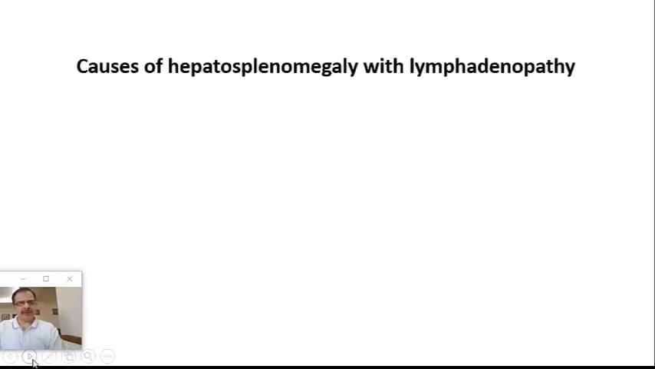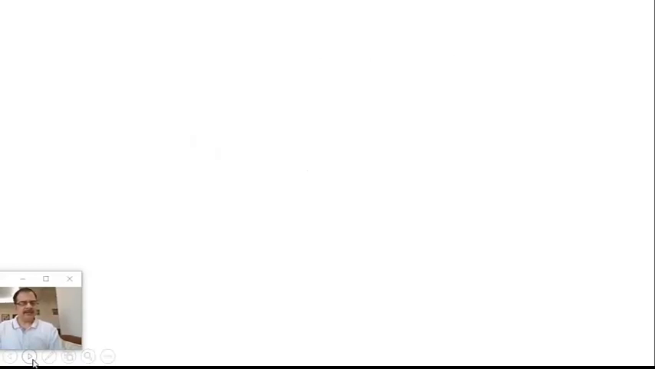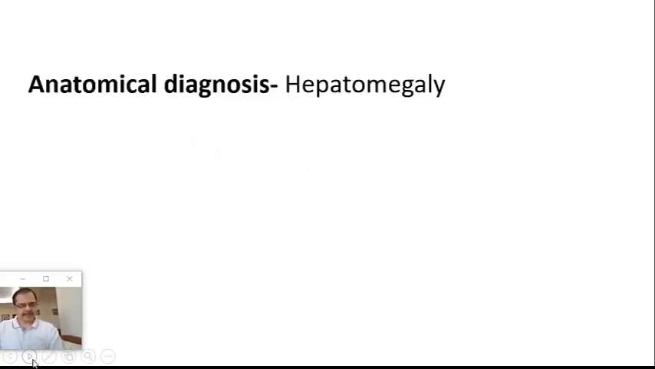The causes of hepatosplenomegaly with lymphadenopathy will be seen in lymphomas, leukemias, infectious mononucleosis, disseminated tuberculosis, HIV. Now, after looking at these signs, how should we tell the diagnosis to the examiner? So the diagnosis should be in a proper format.